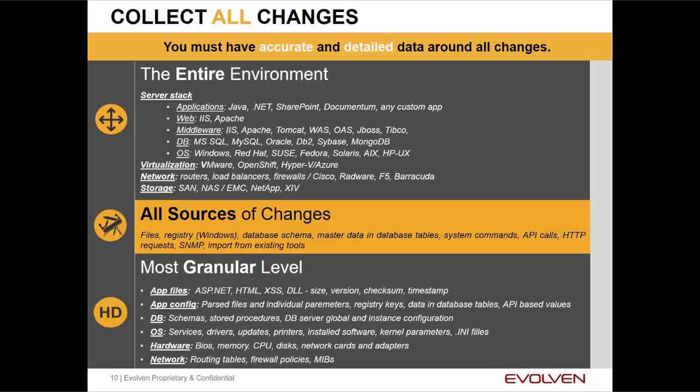All right, so let's start with the basics, and this is the key: collect all changes. We must have accurate and detailed data around all the changes that could affect the application delivery chain. If you think about it from a simple OSI model, we need to know what changed from the highest application stack all the way down to the most detailed infrastructure layer, because at any point in time, one of those two can affect the other.